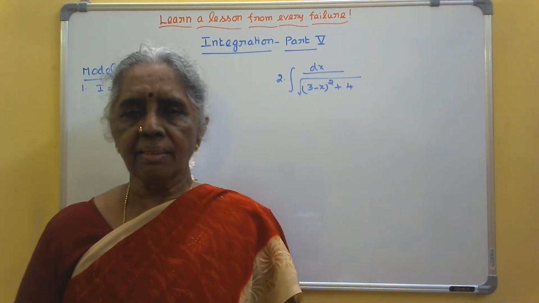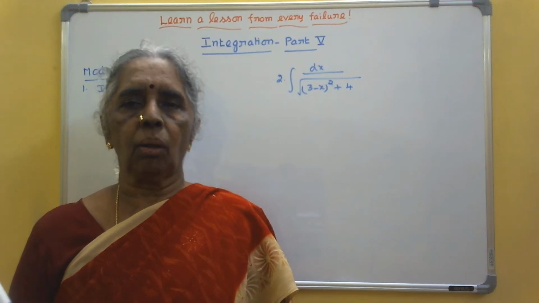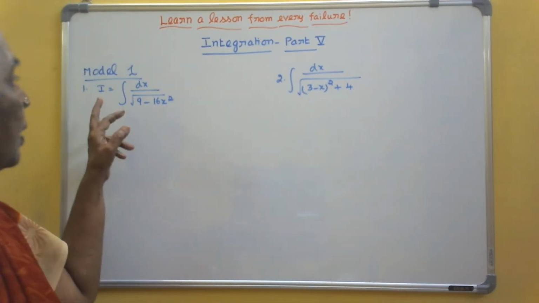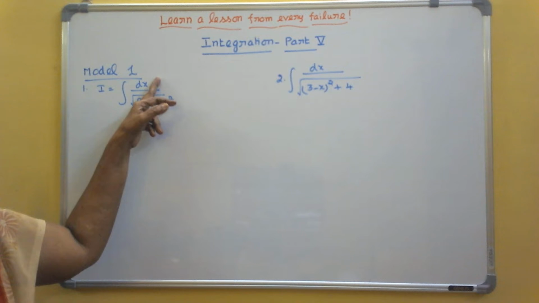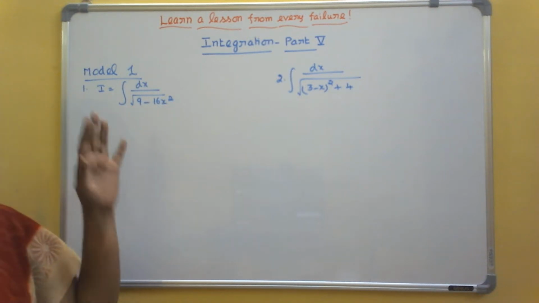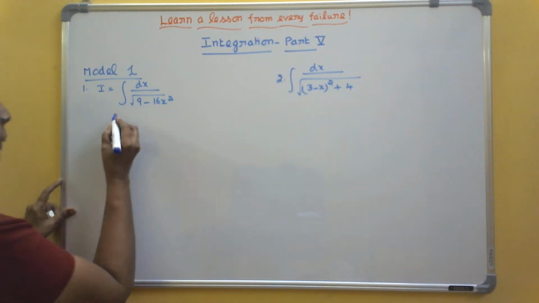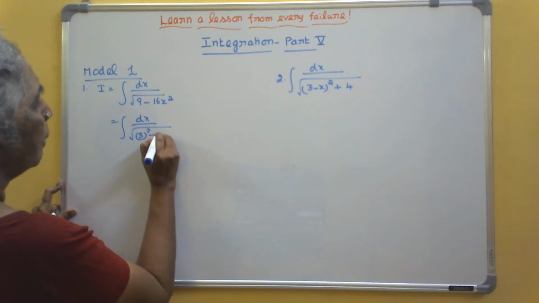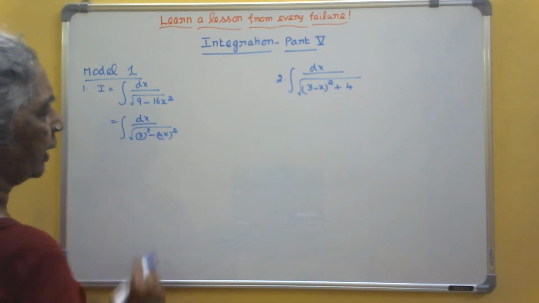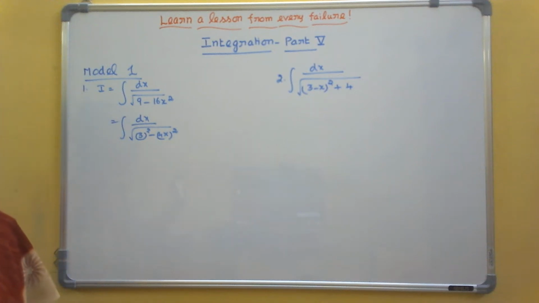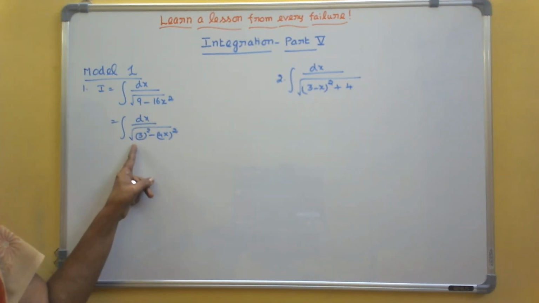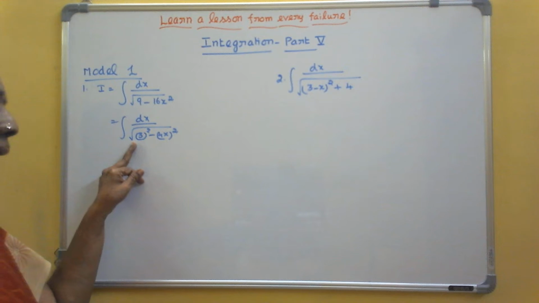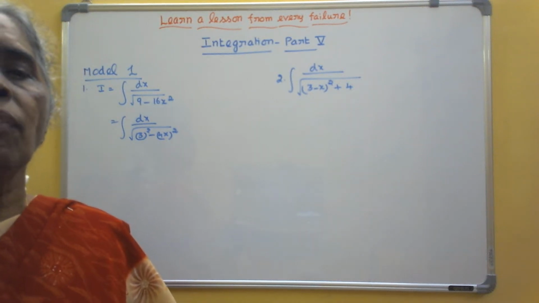First, model 1, that is it will be straight application of any one of the 6 formulae I have given you. Okay. So now see the first sum. I is equal to integral dx by root of 9 minus 16x squared. Let me write this as integral dx by root of 3 squared minus 4x the whole squared. So now this is of the format integral dx by root of a squared minus x squared. In the place of a you have 3. In the place of x you have 4x.